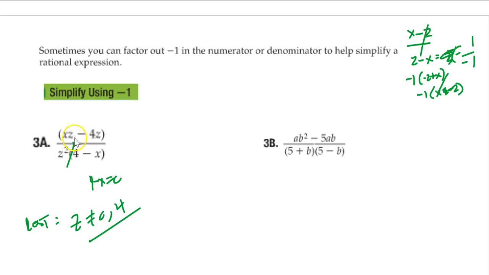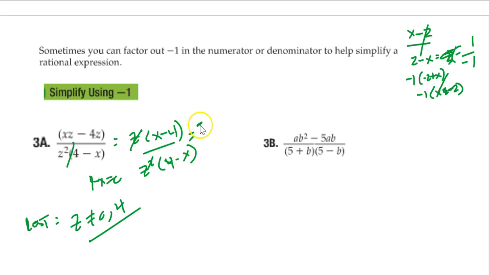Now let's factor the top. These both have a z. So z times x minus 4, z squared times 4 minus x. And now notice again these two. Well, these reduce. But right here, they're so close to canceling out, there's opposite signs. That's where we can use the trick.